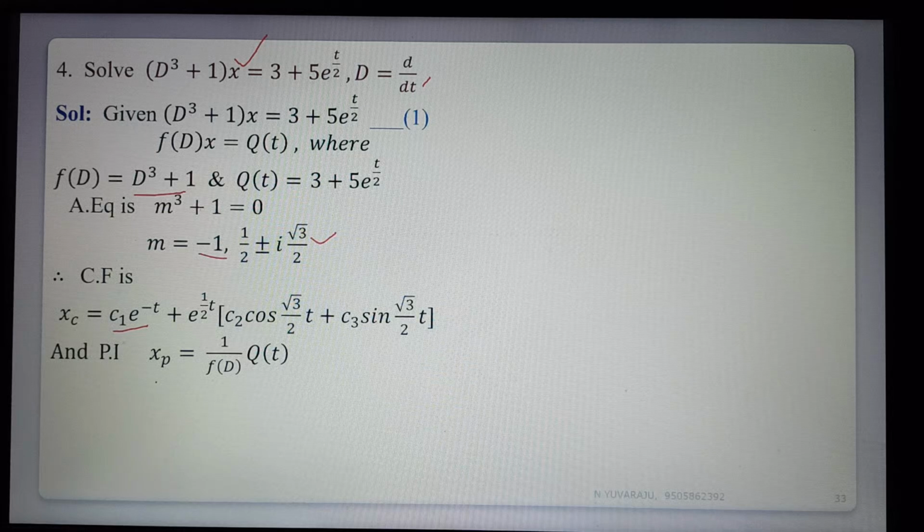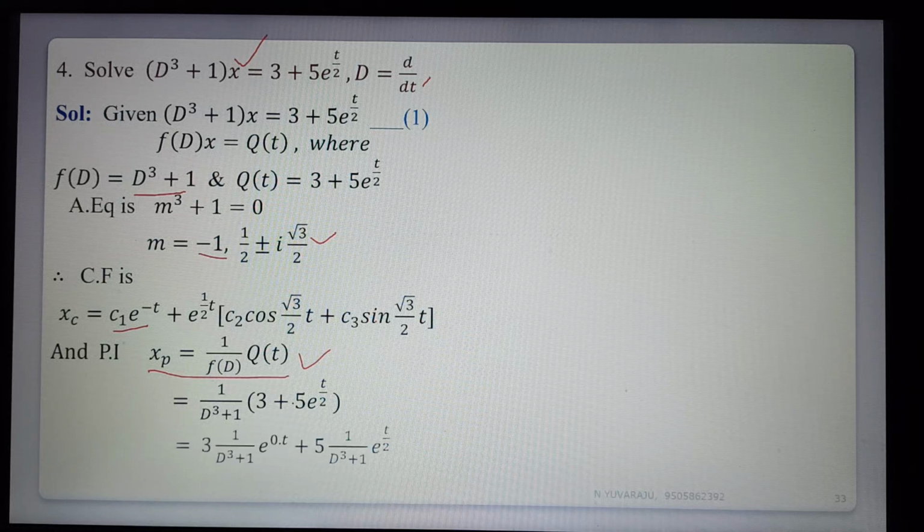Next, the particular integral. xp is equal to 1 by f of D into Q of t, that is equal to 1 by D cube plus 1, where Q of t is equal to 3 plus 5 into e power t by 2. So here we have a sum of two functions, so separating the operator, 3 is a constant, 3 into 1 by D cube plus 1, and in 3 the 1 can be written as e power 0t, since the form is e power ax, plus 5 into 1 by D cube plus 1 into e power t by 2.